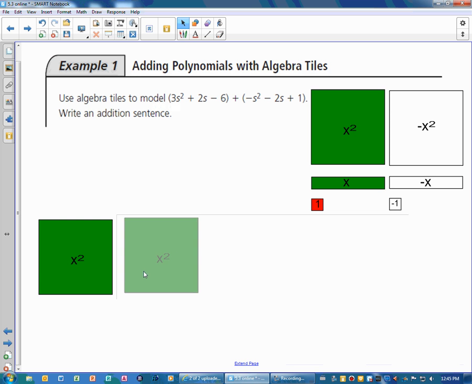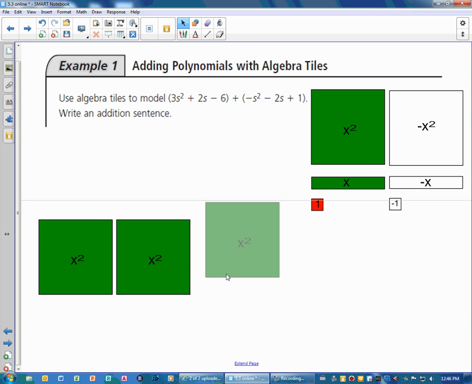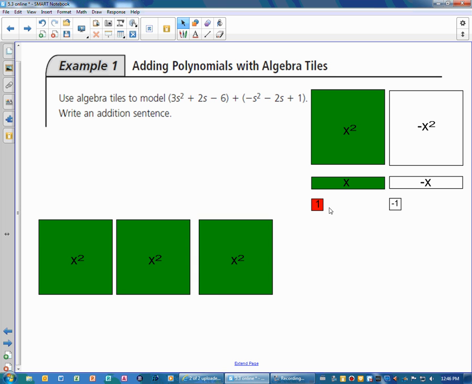Let's go. 3s squared, plus 2s, minus 6. 1, 2, 3. That's the first one. That's what I would do to model 3s squared plus 2s minus 6.